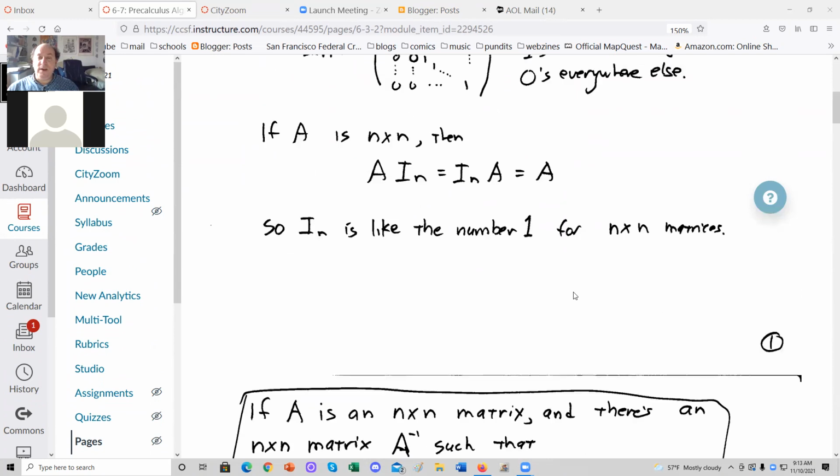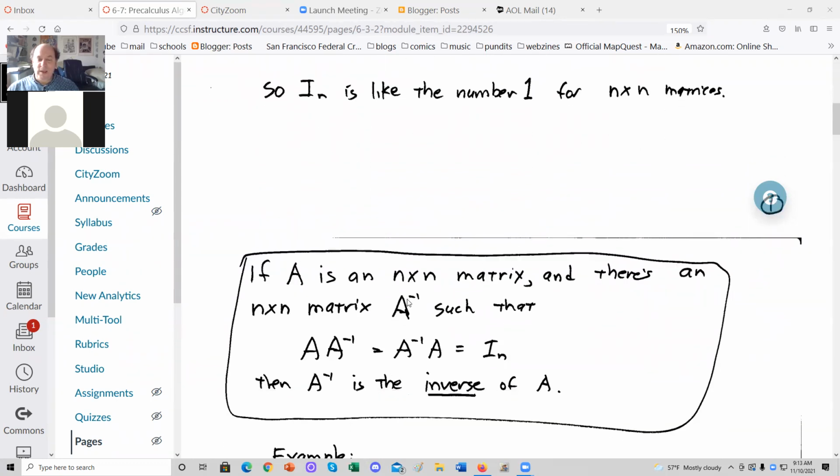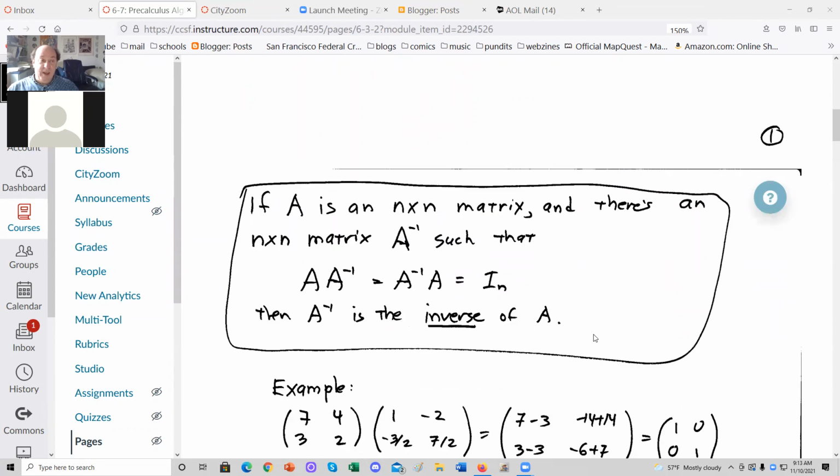Now, just as there's the equivalent of the number one for n by n matrices, there's also the equivalent of dividing one by a matrix. It's the reciprocal of a matrix, called A inverse, written A to the minus one. If A is n by n, then A to the minus one is an n by n matrix such that A inverse times A, and A times A inverse, equals I sub n. So it's the equivalent of a reciprocal. Sometimes it exists and sometimes it doesn't. Just like with numbers, you can't divide by zero, there are matrices you can't take the inverse of.